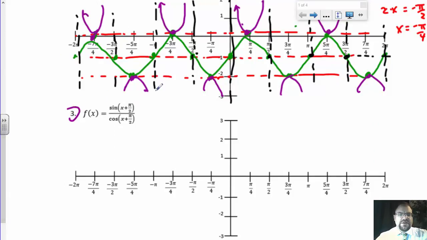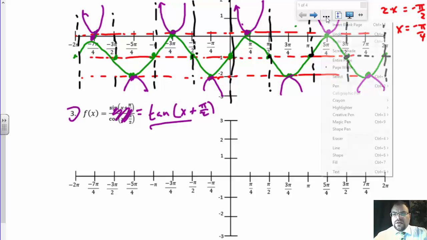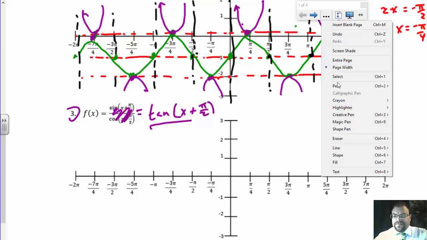Number 3, very straightforward problem. This is sine over cosine. The stuff in the parentheses is the same. So I can say sine over cosine, of course, is very well known. It's tangent. So this is basically the tangent of x plus pi over 2. And that's all I'm really graphing. This stuff you can really ignore. I'm only caring about this right now. So we're going to graph tangent of x plus pi over 2.